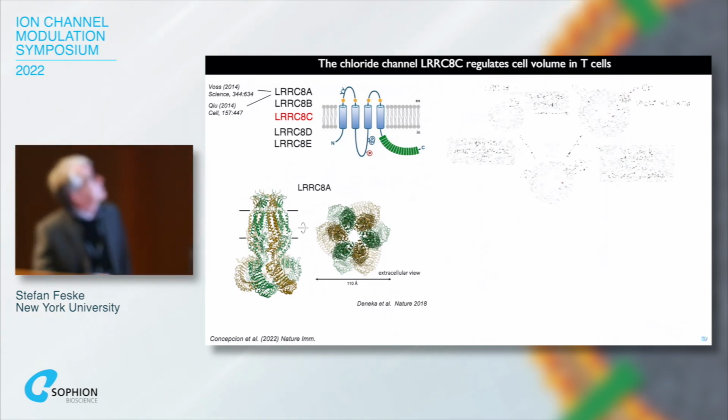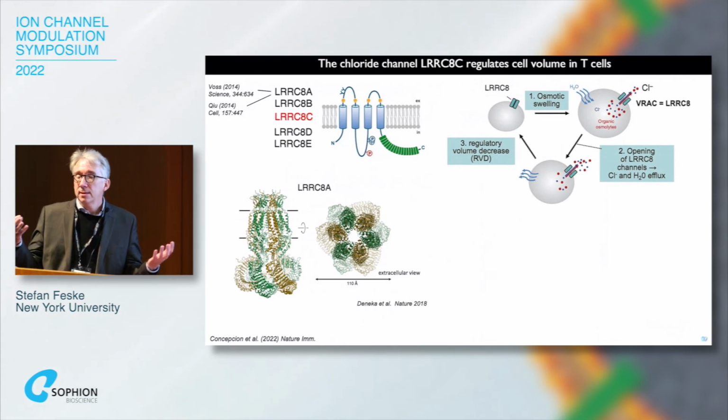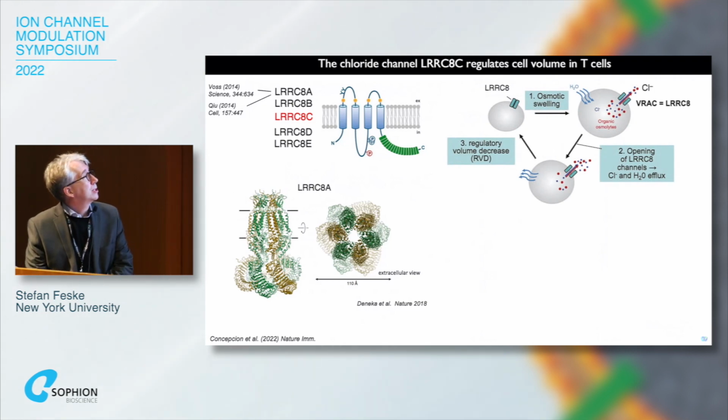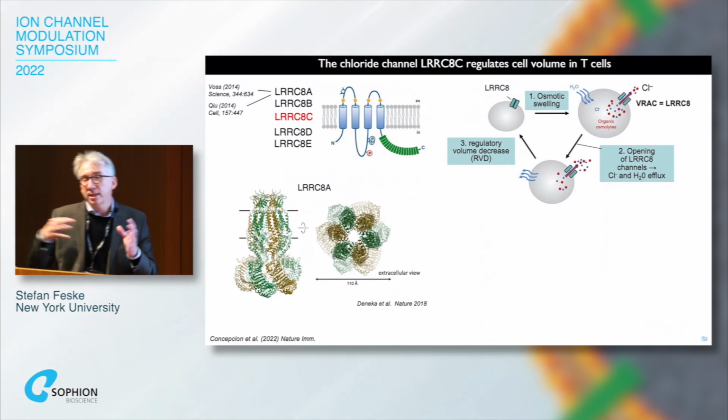I only want to say that this is a swell-activated chloride channel. So if you put cells, T cells or any other cell, into a hypotonic buffer, they will swell because they influx water. And that activates, through mechanisms that are not entirely clear, I think, this chloride current, a chloride channel that's called VRAC, volume-regulated anion current, which is actually encoded by the LRRC8 family. And that leads to chloride efflux, followed by water efflux, and that leads to a reduction in cell size.